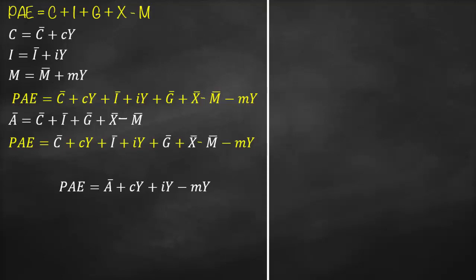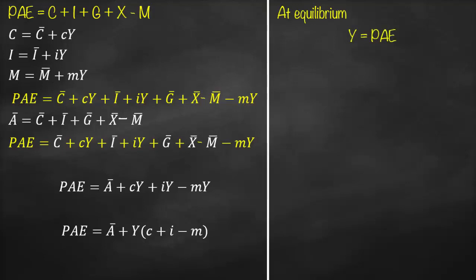Let's take Y as a common factor. So this means that our planned aggregate expenditure could be written as A bar plus Y multiplied by open bracket little c plus little i minus little m close bracket. And this will be our planned aggregate expenditure formula. At equilibrium, we know that our output is equal to planned aggregate expenditure. So let's substitute with the formula of planned aggregate expenditure.